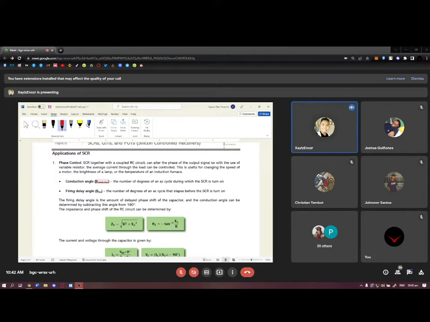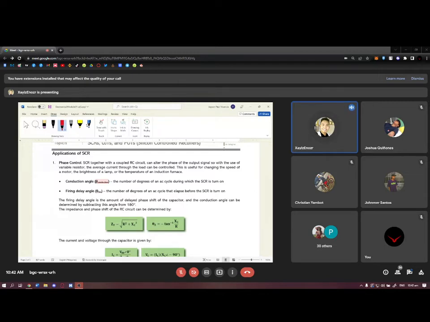Pag sinabing phase control, you are controlling yung phase ng ating signal na dumadaloy sa SCR. So pag na-control mo yung phase, makakontrol mo yung magiging average voltage and average current na pumapasok dun sa load.